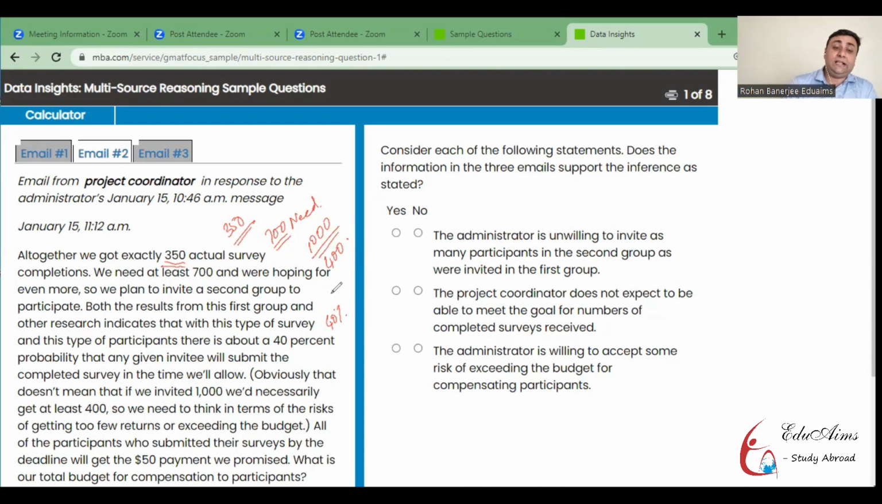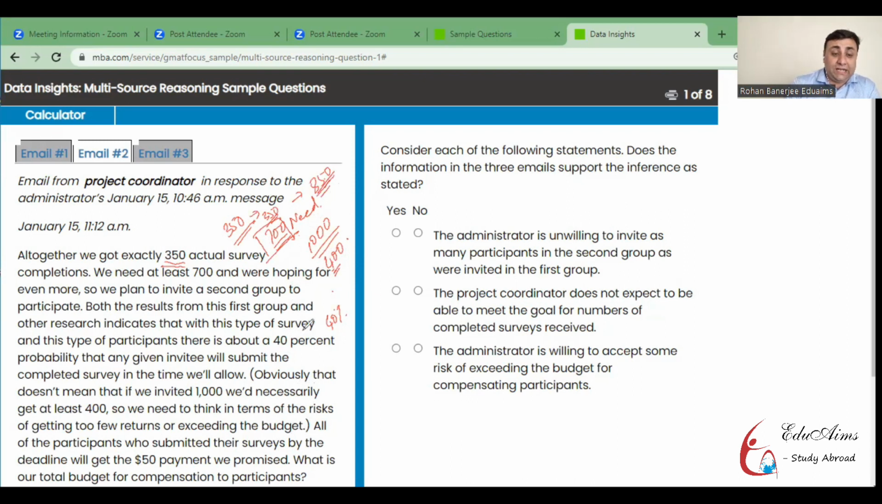So it's possible that they would get fewer than 400. If they get fewer than 400, even if they get 350, it's okay. They will manage because they need 700, right? But if they get very less, then it's possible. Or even if they get more, right? Say instead of 400, they get 500. So they would have around 850 total responses.